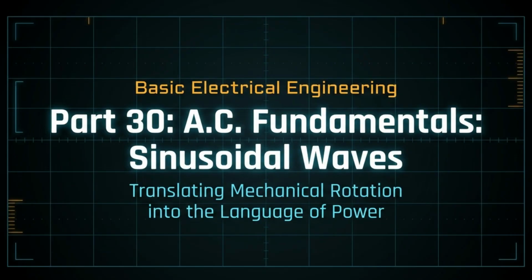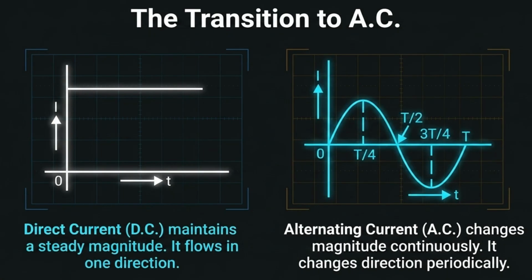Welcome to part 30 of our series on basic electrical engineering. In this video, we explore AC fundamentals and the mechanics behind sinusoidal waves, explaining how mechanical rotation translates into electrical power. First, let's distinguish between direct current and alternating current.